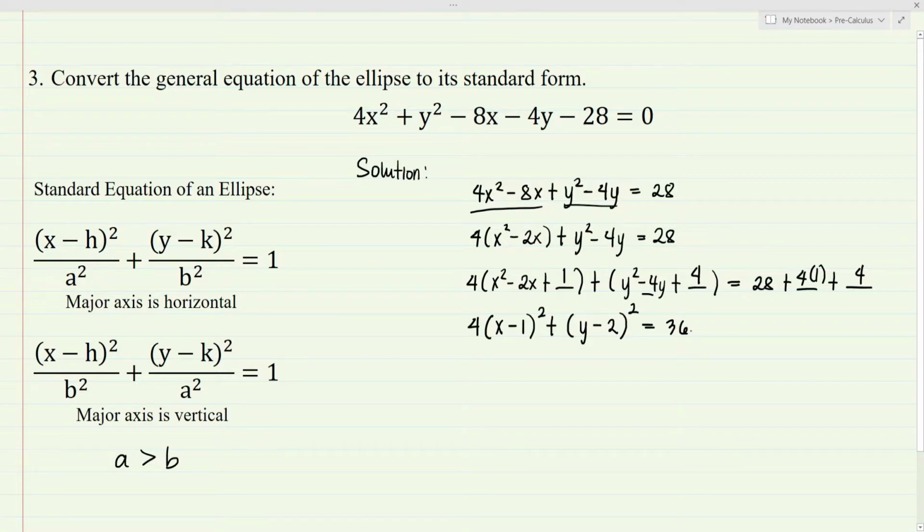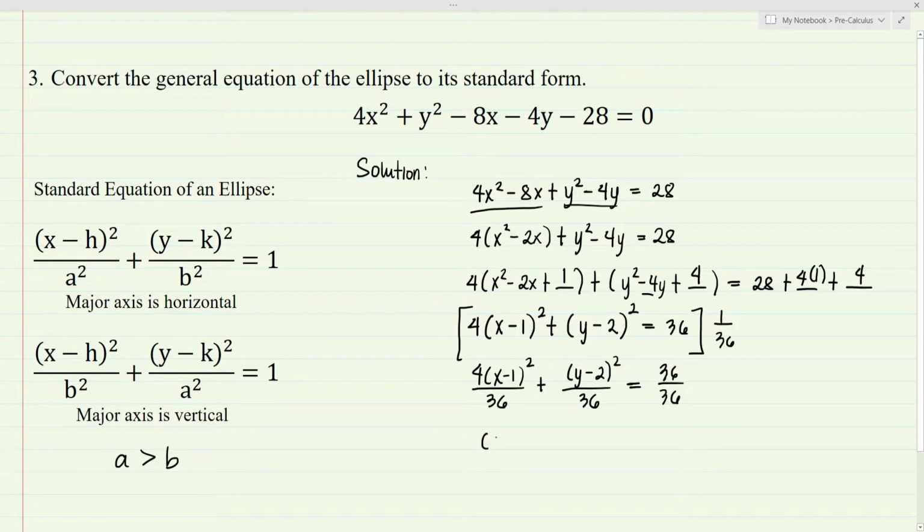Now the second to the last step here is we would need to divide both sides of the equation by 36 to make the right side of the equation equal to 1. So again, we would apply this 1 over 36 to all the terms. So I will have here 4 times (x minus 1) squared over 36 plus (y minus 2) squared over 36, then equal to 36 over 36. Last step here, simplify the fractions. 4 over 36, that would be 1 over 9.